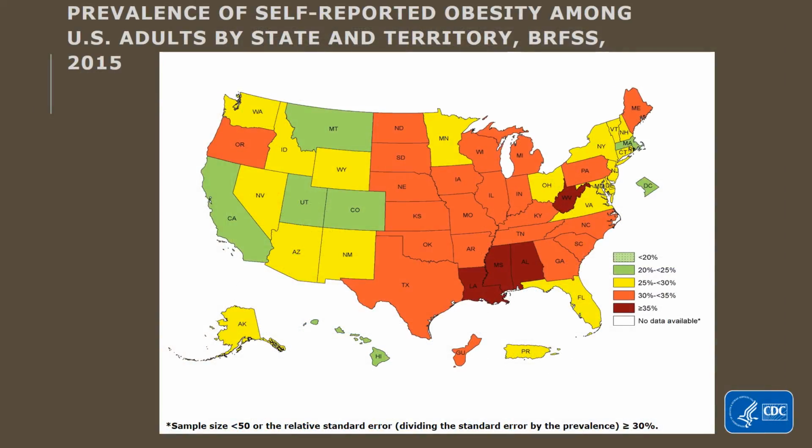This is looking at the entire United States. This is also CDC data, and this is a prevalence map. So the green are the states where obesity prevalence is somewhere between 20 and 25%, and then the darker the color, the higher the percentage. So you can see that Louisiana, Mississippi, Alabama, and West Virginia are the 4 states where the prevalence of obesity in 2015 was greater than 35%.